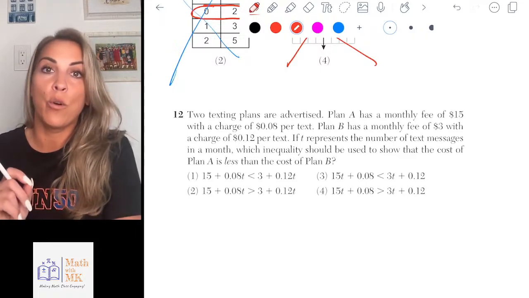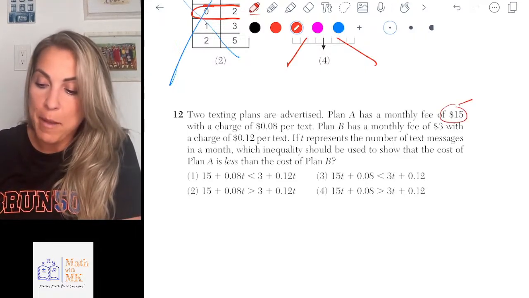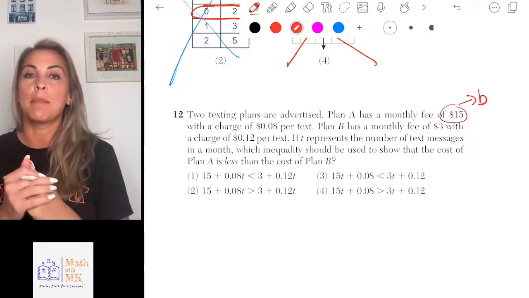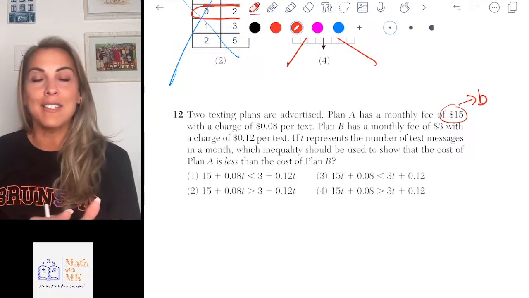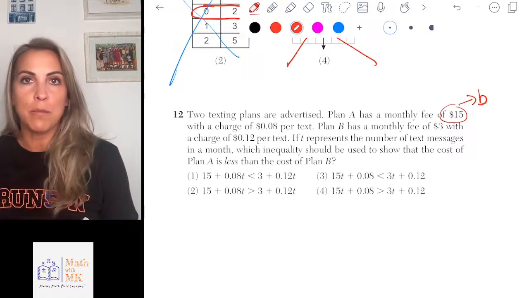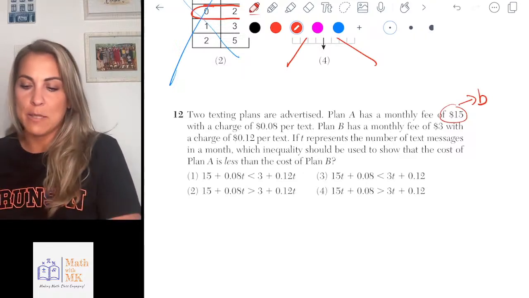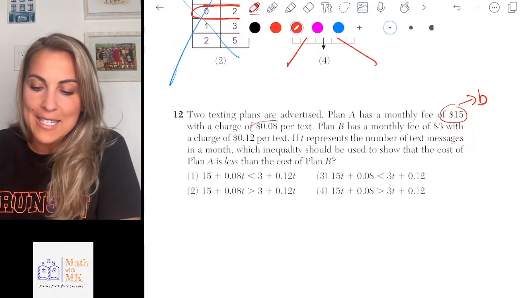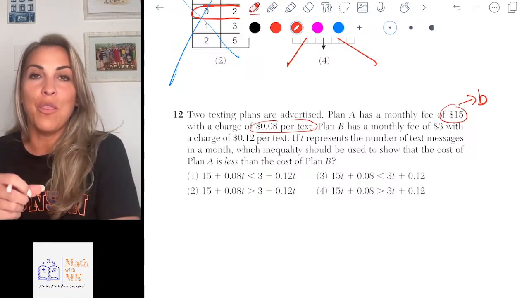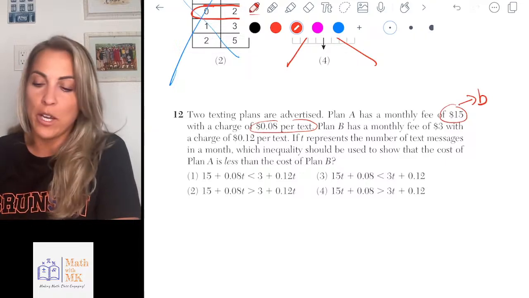When I see that keyword fee, I know that we're talking about, just like we were in the problem above, a y-intercept, right? A y-intercept of b is a number that is a constant. It's just going to be added or subtracted that one time. It's not being multiplied by anything. It's just a one-time fee. So that's my b. With a charge of 8 cents per text, when you see that word per, each, every, that's your clue that it's the slope. It's the rate of change, all right?